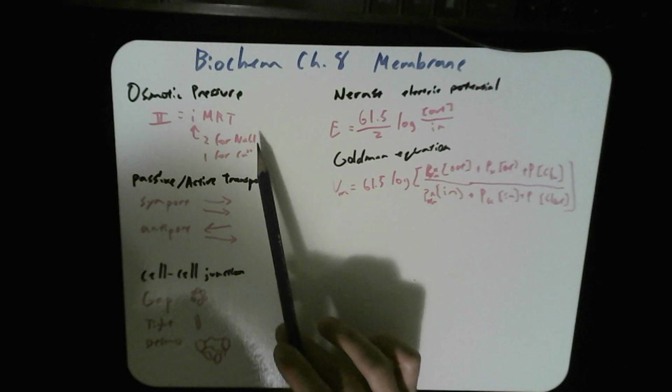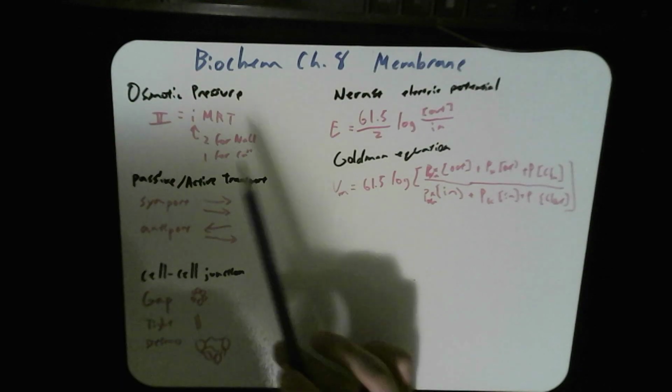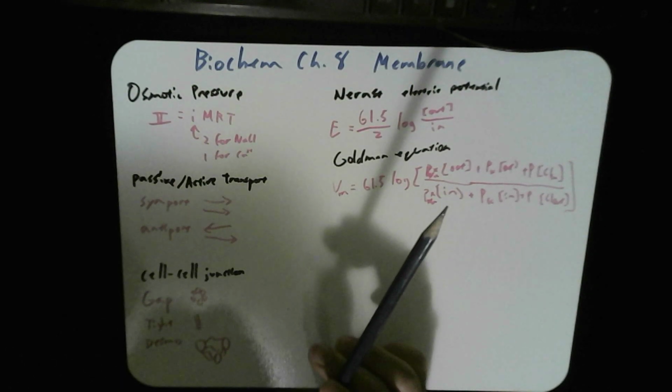So for NaCl, it dissociates into 2 ions, right? So there's 2. If it's calcium, it's just 1 ion, for instance, all right?